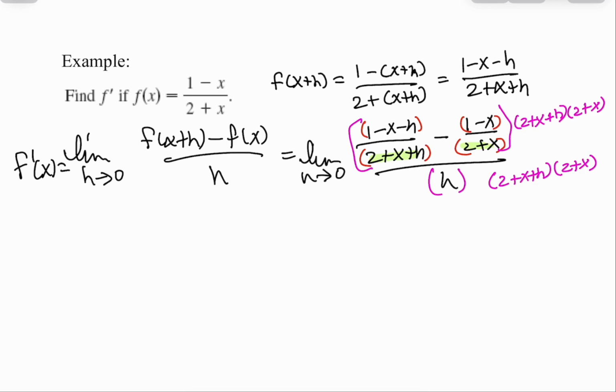Okay. Now the reason we're going to do that is so that we can cancel out some of our denominators. Because if I multiply this, it's going to sit on the top, but the 2 plus x plus h's cancel. Now look what's left. We have the 1 minus x minus h and a 2 plus x. Let's write that. So I have the 1 minus x minus h and the 2 plus x.